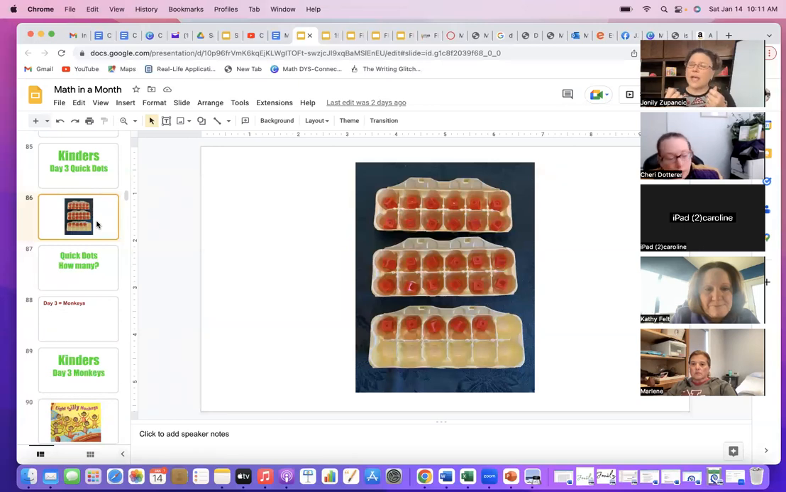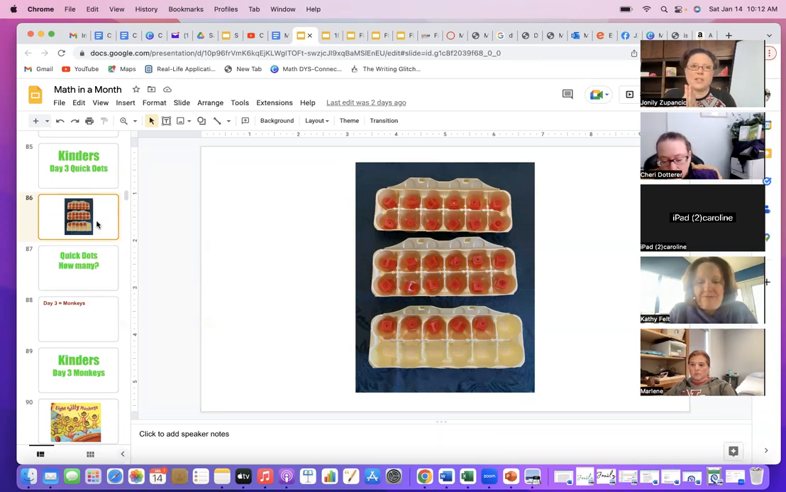So I had physical egg cartons that the kids could feel and touch and use on that day. And I said, what do you know about buying eggs in a carton like this? And the kids were like, it's a dozen. So see what the quick dots does.